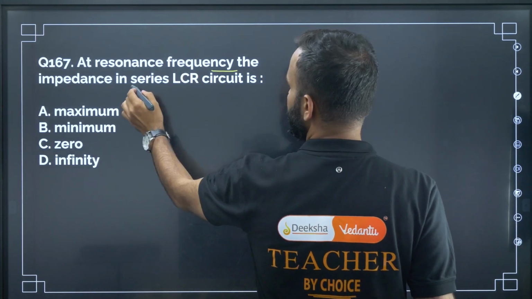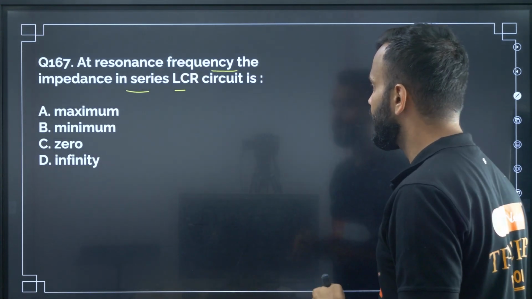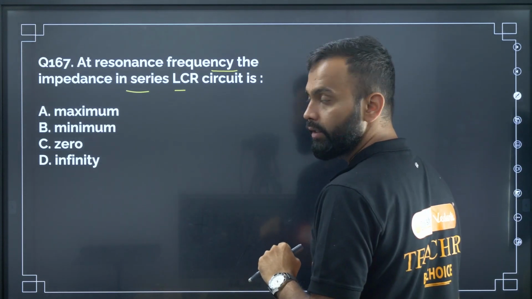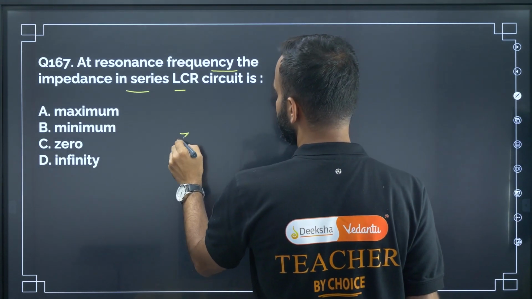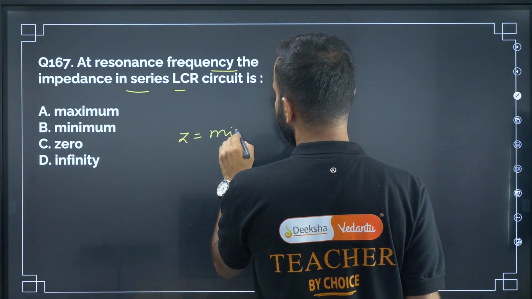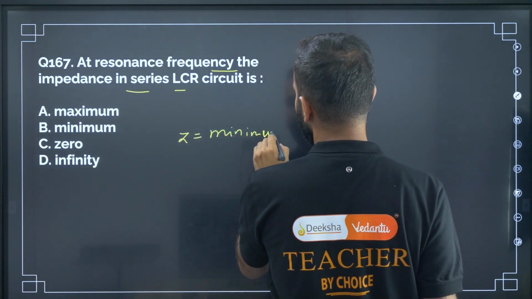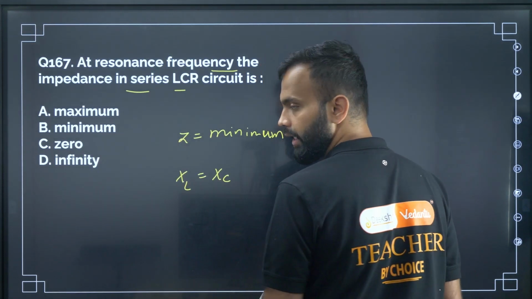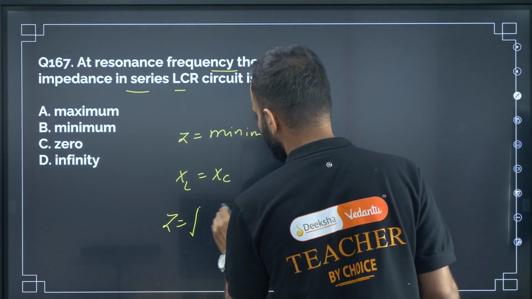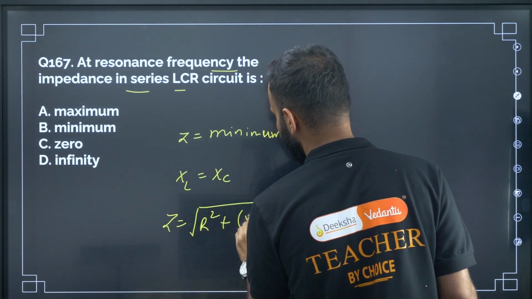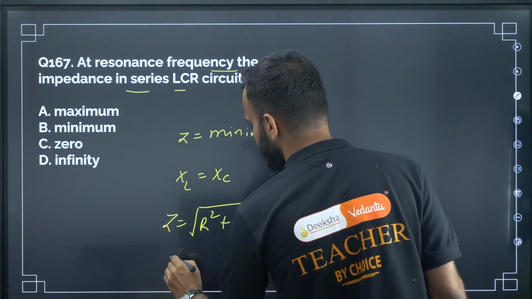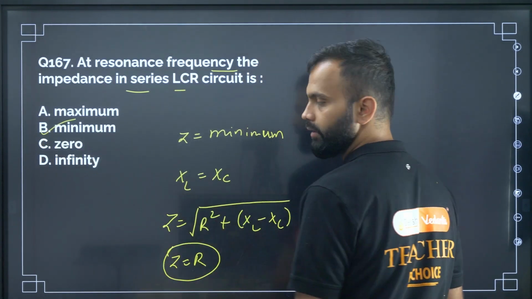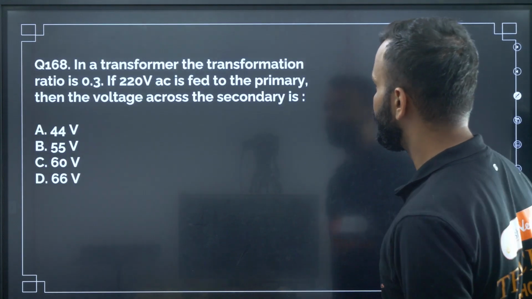Next question, question number 167. At resonance frequency, the impedance in series LCR circuit is minimum. Why is it minimum? At resonance, inductive reactance is equal to capacitive reactance. Impedance Z is equal to square root of R square plus XL minus XC whole square. XL minus XC is 0, so Z equal to R. So impedance is minimum. So option B is the correct answer.